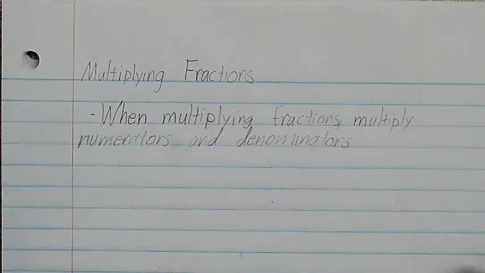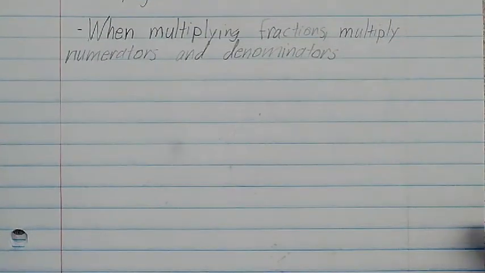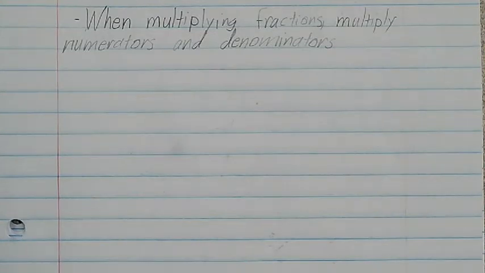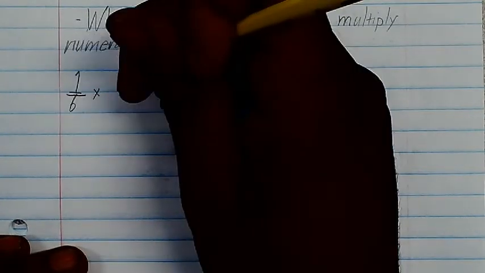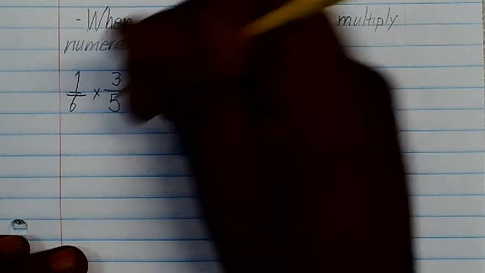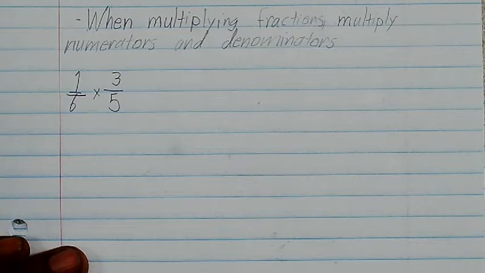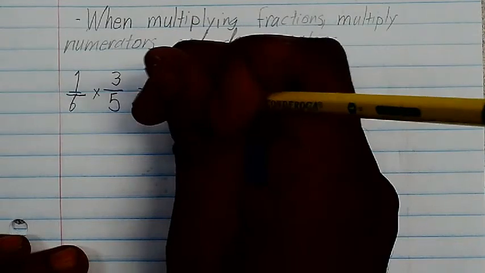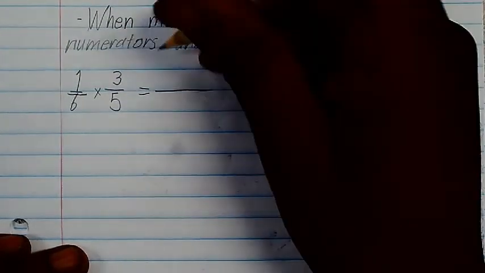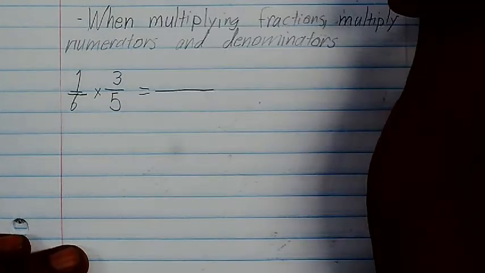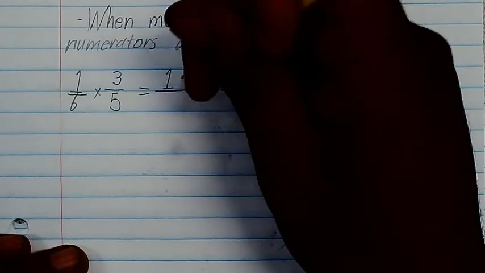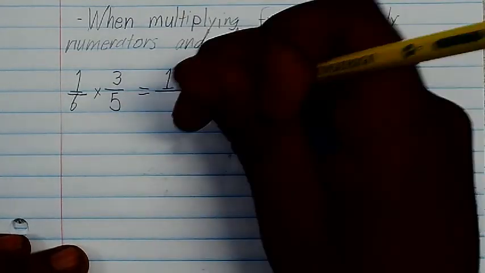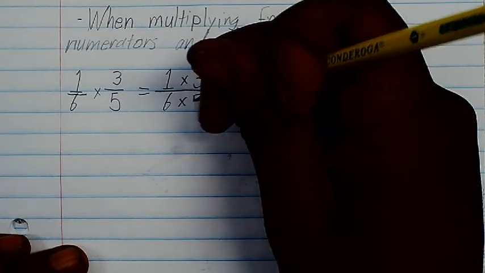All right, so now we're going to look at a first example where we're multiplying a fraction times a fraction, and I'm going to leave this statement up as a reminder. So here we have 1/6 times 3/5. Okay? So now we can rewrite this as multiplying numerator times numerator and denominator times denominator. So that's going to be 1 times 3 over 6 times 5.